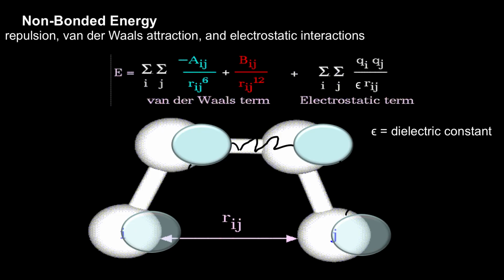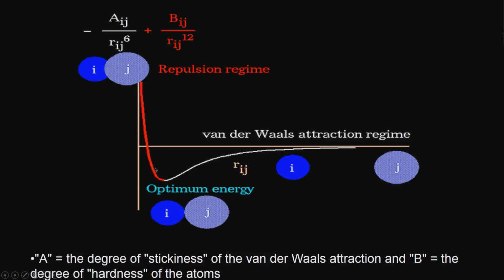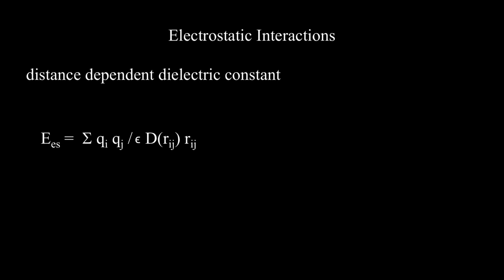Okay, so how will the van der Waals look like? So if they are far away, there is going to be attraction. If they come very, very close, there is going to be repulsion. Okay, that is why you have these two terms. Okay, far away, two atoms, there is going to be attraction, and when they are closer, there is going to be repulsion. So the A is called the degree of stickiness, and B is called the degree of hardness. Okay, you can modify by changing this term.